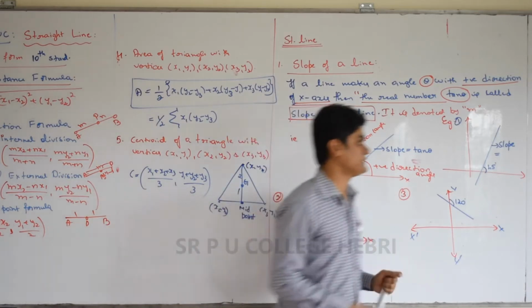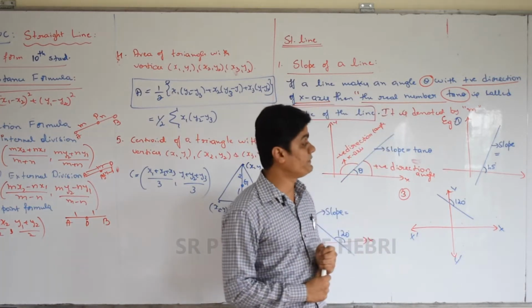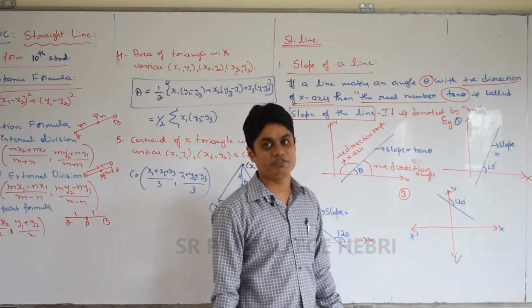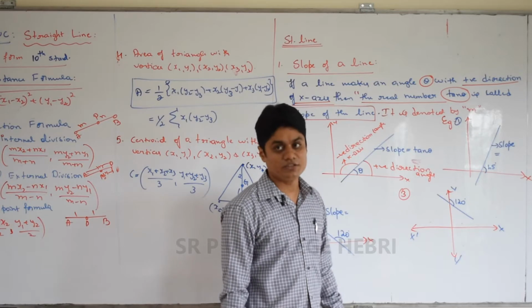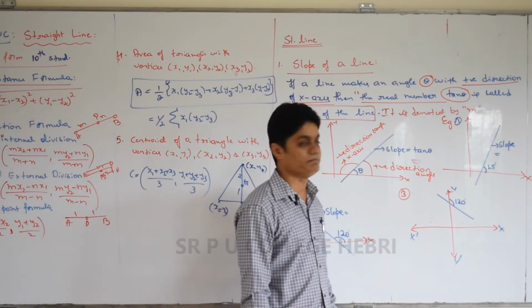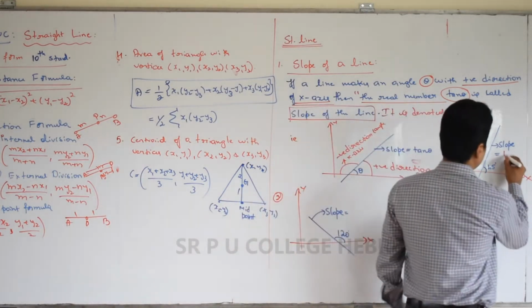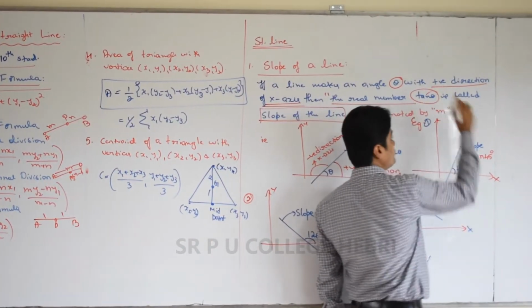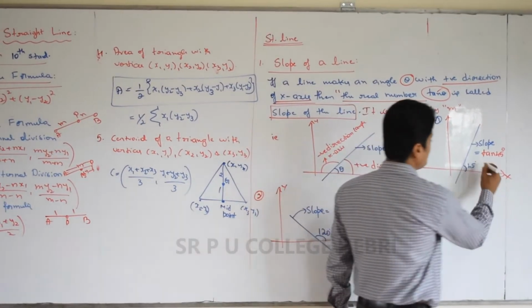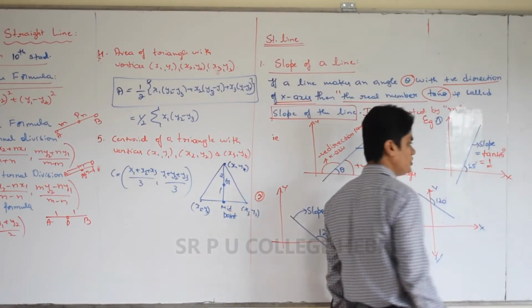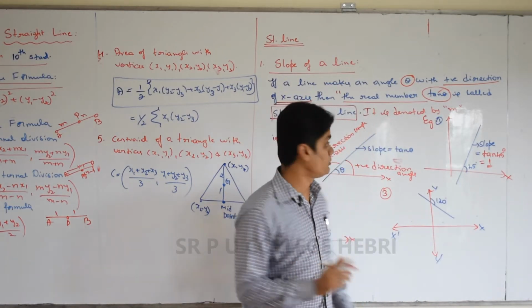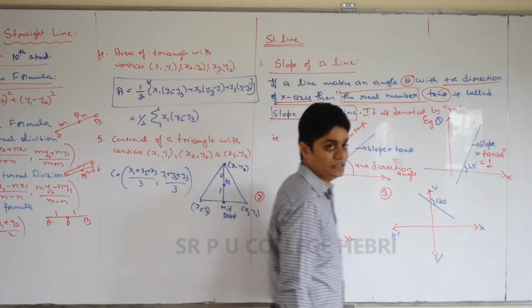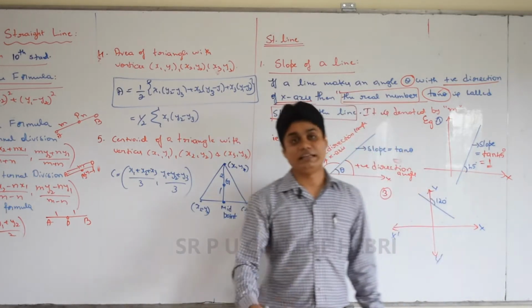The first example: if a line makes an angle 45 degree with the positive direction of x axis, can you tell me what is the slope of the line? Slope of the line is tan 45 degree. Why? Because theta is the positive direction of x axis angle, we have to substitute it in tan theta. And what is tan 45 degree? 1. The slope of this line is 1. I already wrote in the definition, it is a real number. Slope is not an angle, slope is not a variable, it is a real number, it's a scalar.